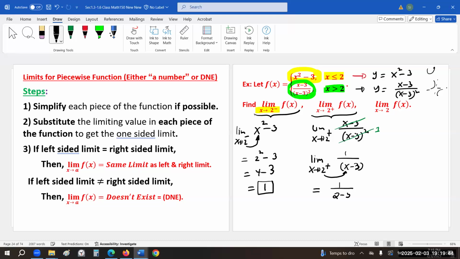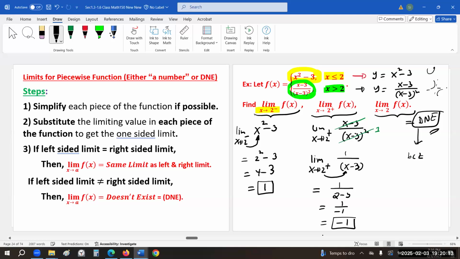So we have 1 over 2 minus 3, that gives us 1 over negative 1, which is negative 1. So our right side limit, right of 2, the limit is negative 1. Left of 2, the limit is positive 1. What does that tell us? What is the exact limit at 2? DNE, it doesn't exist.